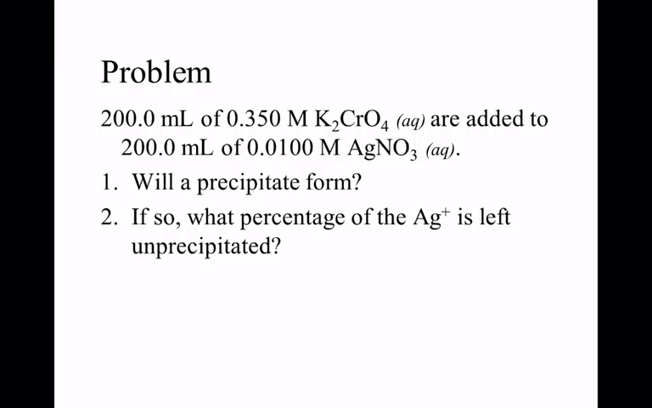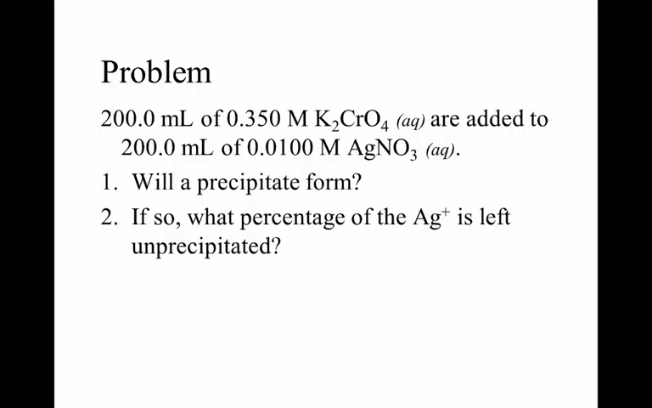So from one side, we're going to add 200 with 4 sig figs milliliters of K2CrO4 AQ. The molarity is 0.350. And then from the other side, we're kind of symmetrical. We're going to have another 200 milliliters of a different material, 0.0100 molar AgNO3 AQ. And we're going to mix them together.